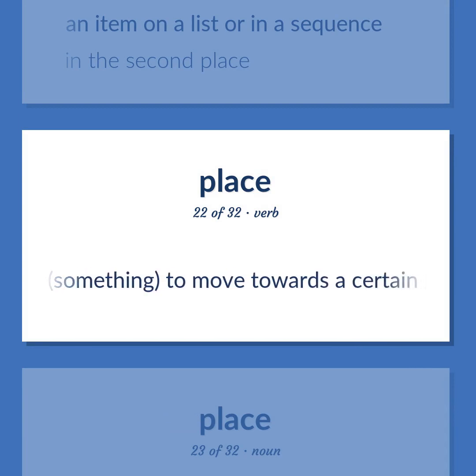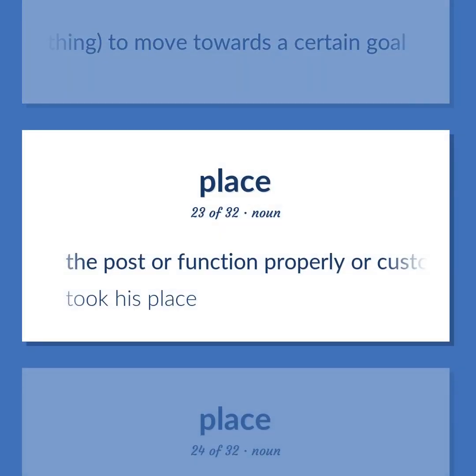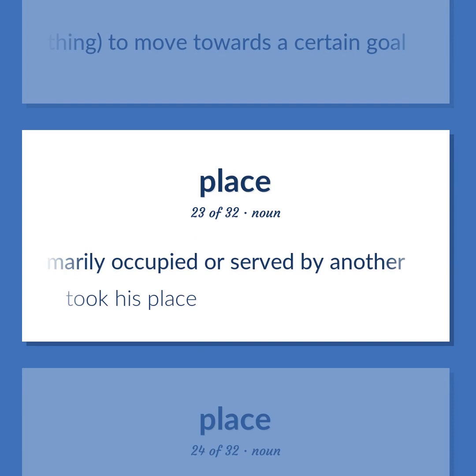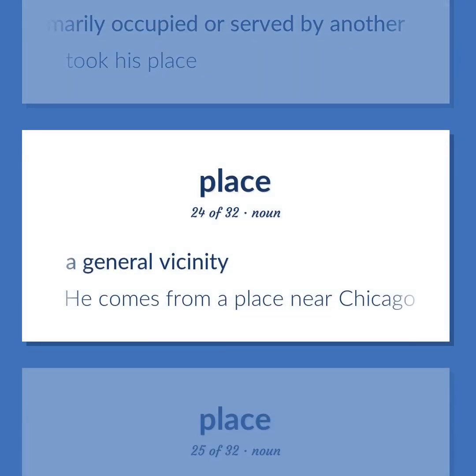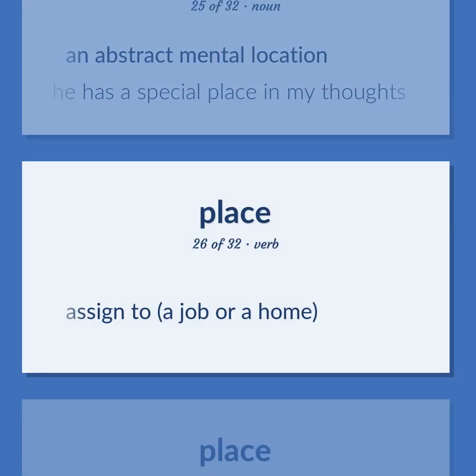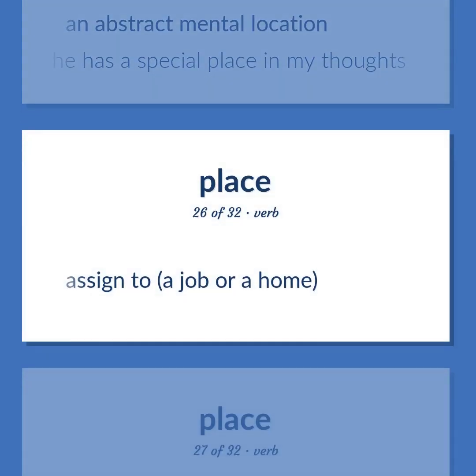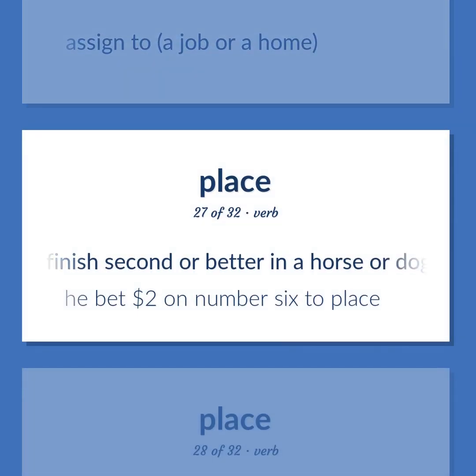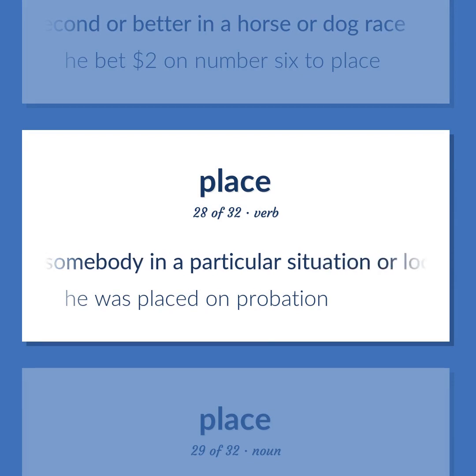Intend something to move towards a certain goal. The post or function properly or customarily occupied or served by another. Took his place. A general vicinity. He comes from a place near Chicago. An abstract mental location. He has a special place in my thoughts. Assigned to a job or a home. Finish second or better in a horse or dog race. He bet $2 on number 6 to place. Place somebody in a particular situation or location. He was placed on probation.